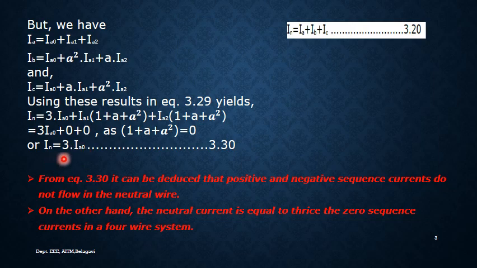From this equation, what we understood is that both the negative and positive sequence currents do not flow in the neutral wire, whereas the neutral current is equal to 3 times the zero sequence current in the four wire system.